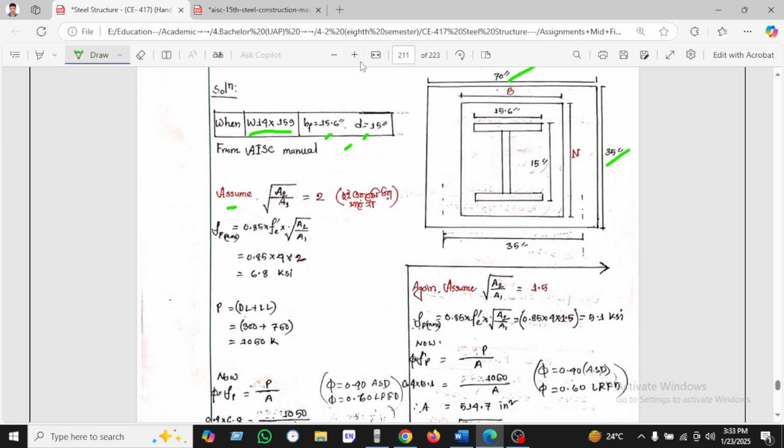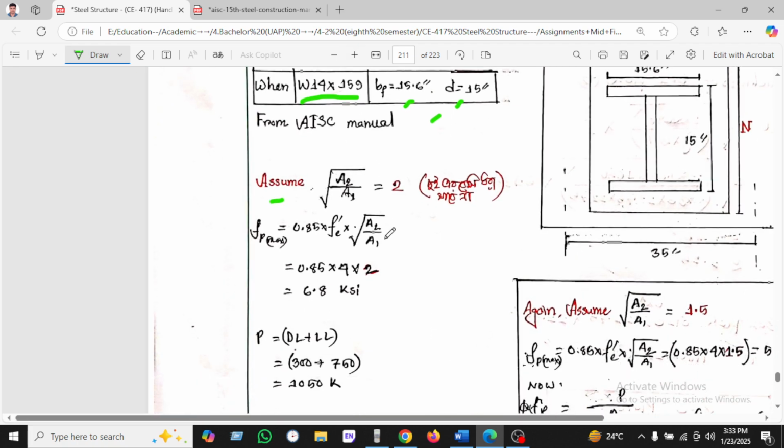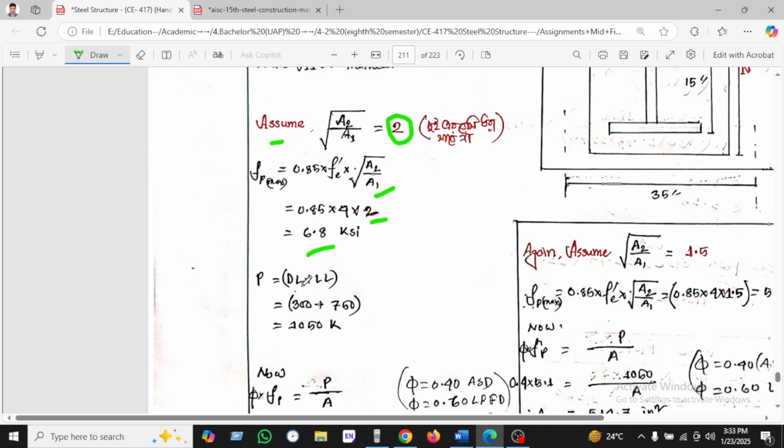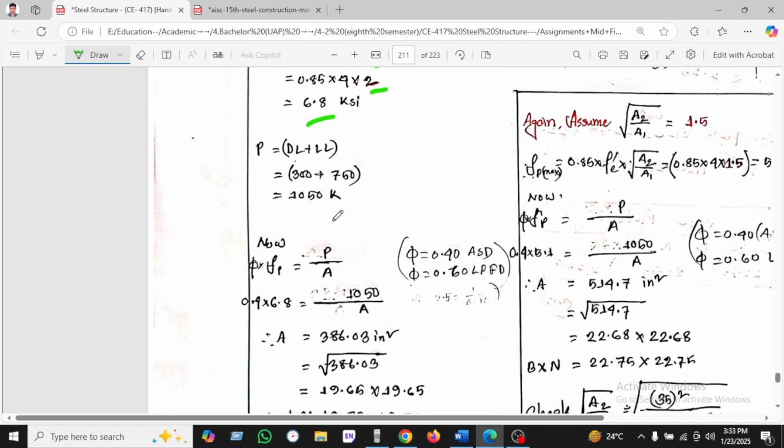Now this is the important part. We have to assume the ratio square root of A2 over A1, which we assume is 2, but the value must be less than 2. We will assume trial one, and we'll assume again and again, as this is a trial and error method. So fp equal to 0.85 f'c times the square root of A2 over A1, with the ratio taken as 2, and found 6.8 ksi. And dead load plus live load we have found 1050 kip.